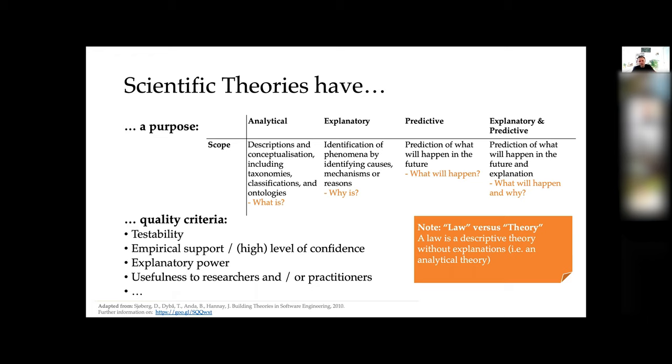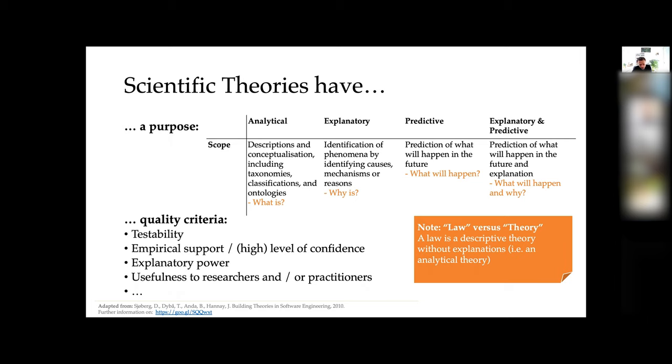One example for an analytical theory is a classification of all problems that can occur in requirements engineering. It's a random example, but I will show you this example later again. So an example for analytical theory is what can go wrong in requirements engineering.